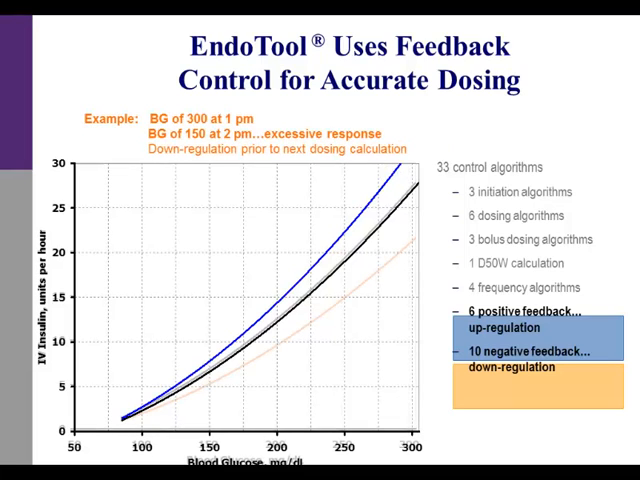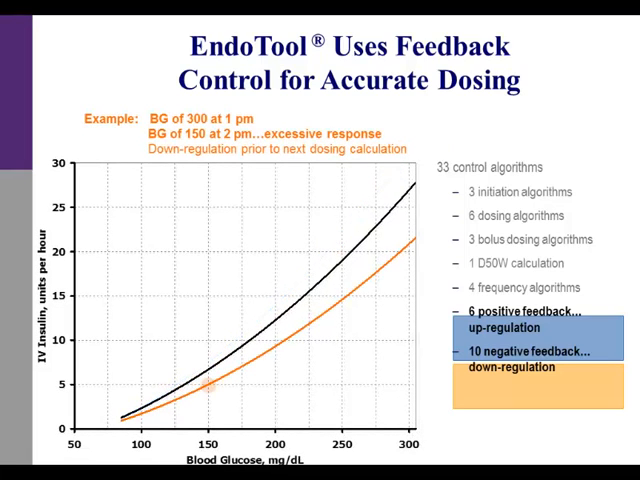Conversely, if the patient's blood sugar was 300 at 1 o'clock and now it's 150 at 2 o'clock, it's dropping. We don't like blood sugars to drop more than about 100 milligrams an hour. So it's dropped 150. Whoa, look out, because if we wait till 3 o'clock now, it may be down to 60.